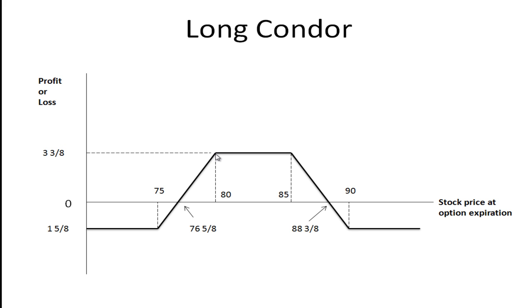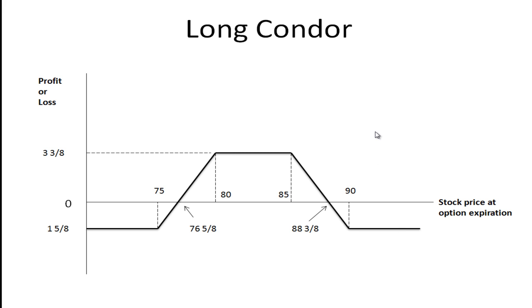And it's going to remain flat here until the 85 call, or I'm sorry, the 85 put that you wrote, and then the profit is going to turn down. Break even here is going to be 88 3/8, and it's going to continue going down until you hit that last 90 exercise price where you bought the put, and then that's going to flatten out. So then you'll be at 1 5/8.